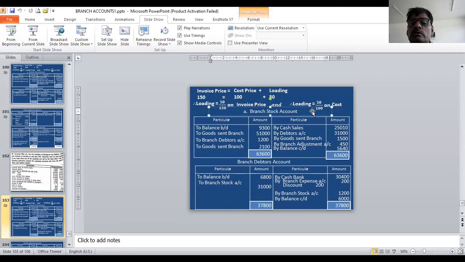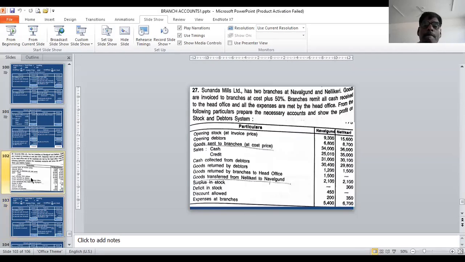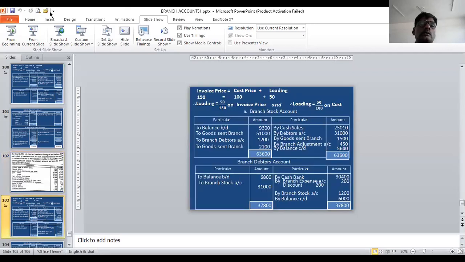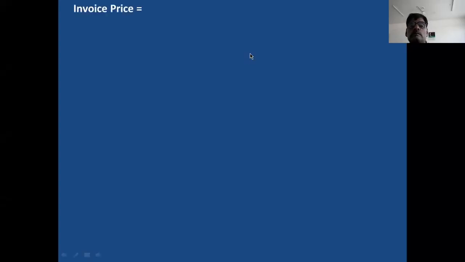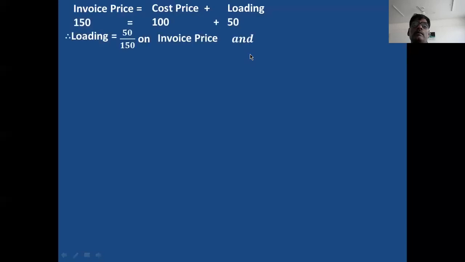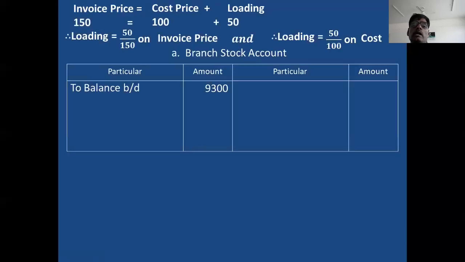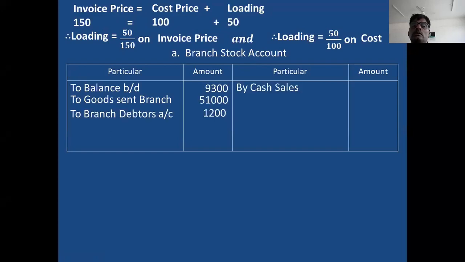Ledger accounts in the books of Nellikeri. First one is Nawalgund. Ledger accounts in the books of Nawalgund branch. You write the heading and then you draw the branch stock account. To balance brought down, to goods sent to branch, to branch debtors account.